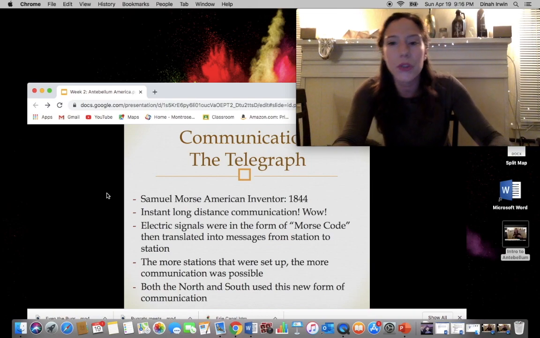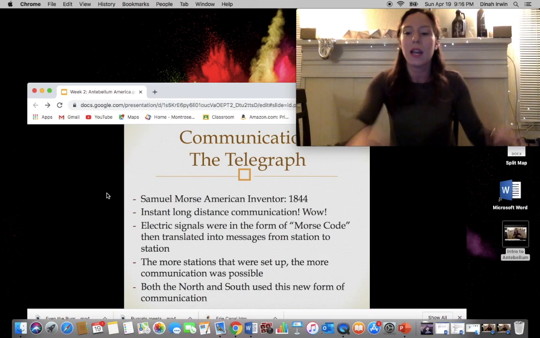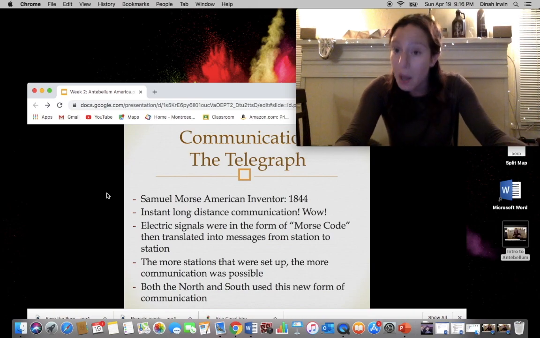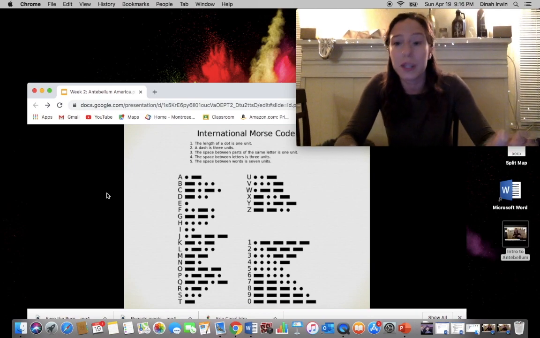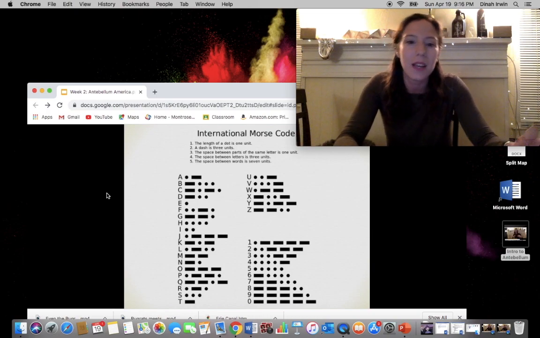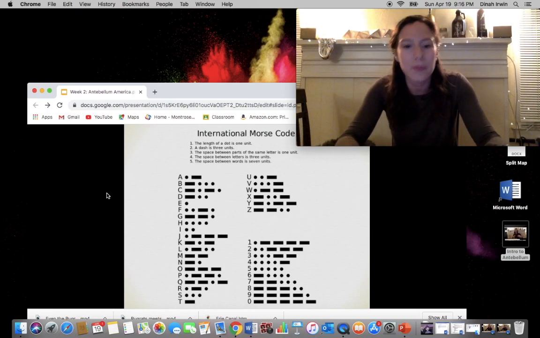So Morse code, the way it worked is you'd have a little message, and each letter and number was given a code. So here's how it works. The little dots are short and the dashes are long. So A would be a dot and a dash, and B would be a dash and three dots. And that's how you'd know what you're spelling, okay?